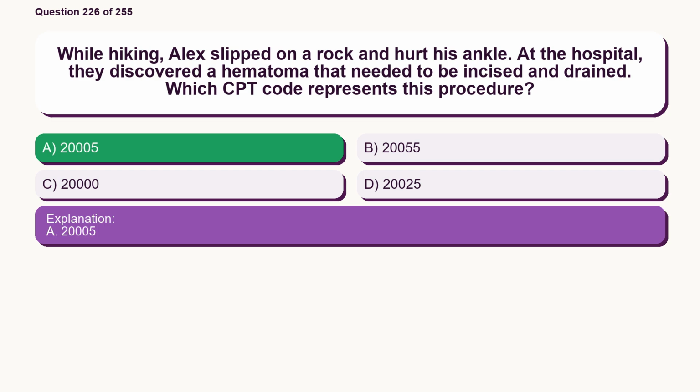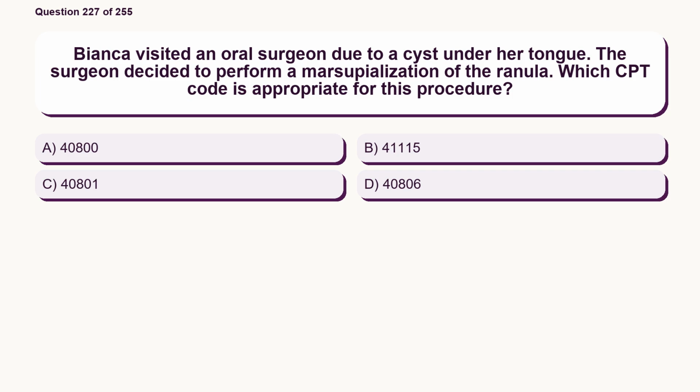Question 227. Bianca visited an oral surgeon due to a cyst under her tongue. The surgeon decided to perform a marsupialization of the ranula. Which CPT code is appropriate for this procedure? Option A 40800, Option B 41115, Option C 40801, Option D 40806. The correct answer is Option B, 41115.